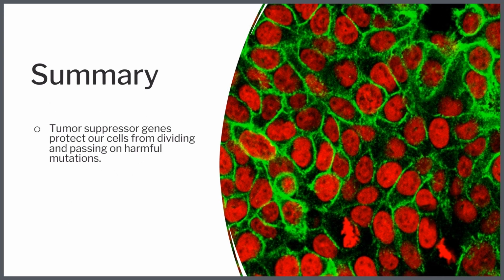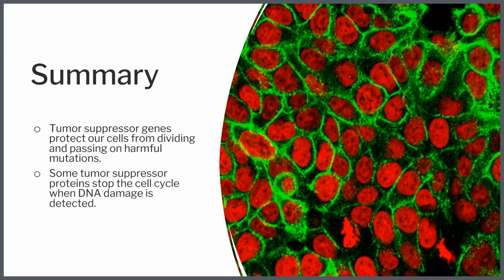Tumor suppressor genes function as guardians of our cells by preventing cells with DNA damage from dividing and passing on harmful mutations to daughter cells. Some tumor suppressor proteins function as a braking signal that stops the cell cycle when a cell with DNA damage is detected and needs to be repaired. Other tumor suppressor proteins instruct a cell with damaged DNA to commit cell suicide.